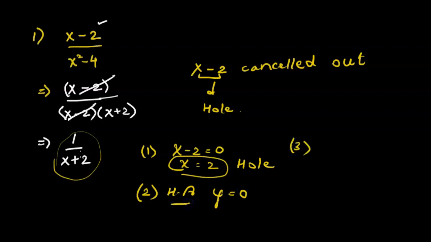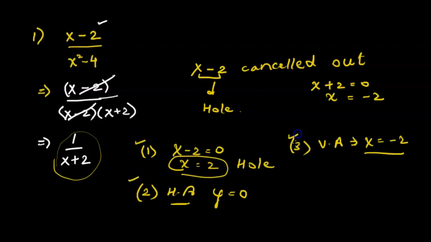The third discontinuity that we're going to see here is the vertical asymptote, and the vertical asymptote is found when we put the denominator equal to 0 and solve for x. So the denominator is x plus 2 equal to 0. When we solve for x, x is equal to negative 2. So we get the vertical asymptote as x equal to negative 2. And we notice that this particular rational function has 3 types of discontinuities.